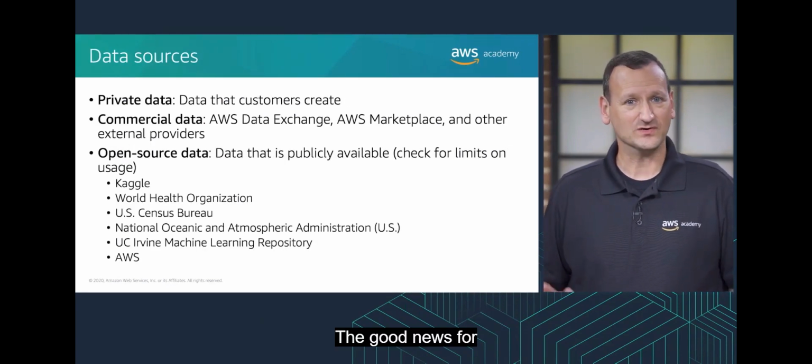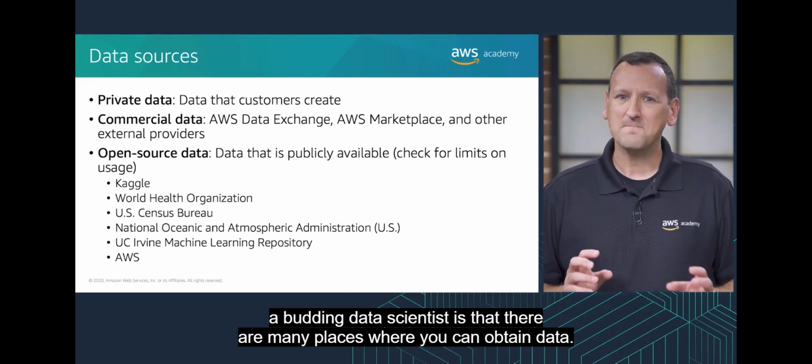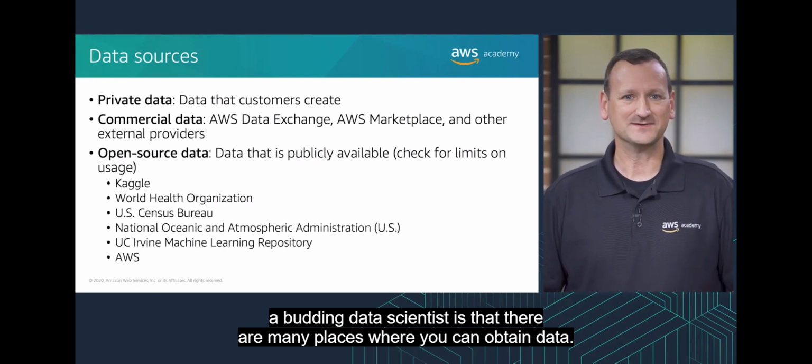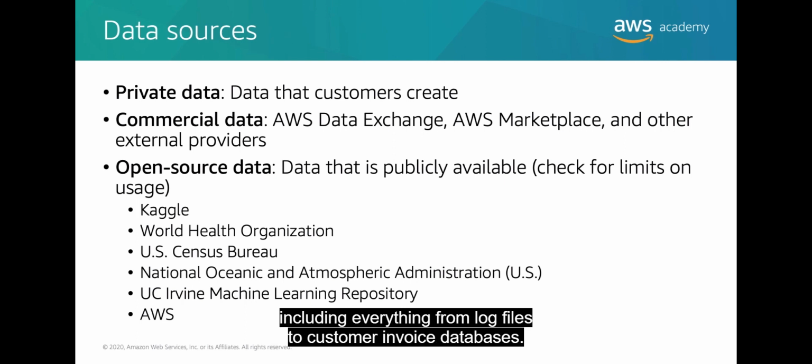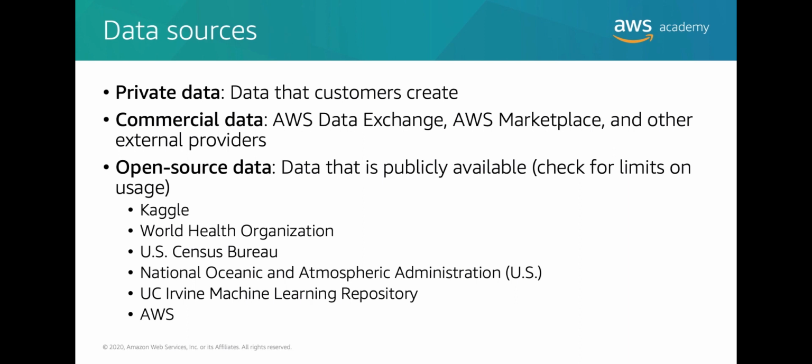The good news for a budding data scientist is that there are many places where you can obtain data. Private data from you or your existing customer already exists, including everything from log files to customer invoice databases. Private data can be useful depending on the problem you're trying to solve. In many cases, private data is found in many different systems. We'll look at how to bring these sources together shortly.